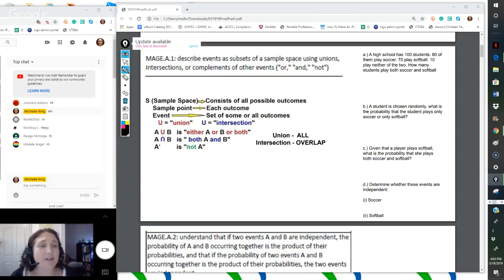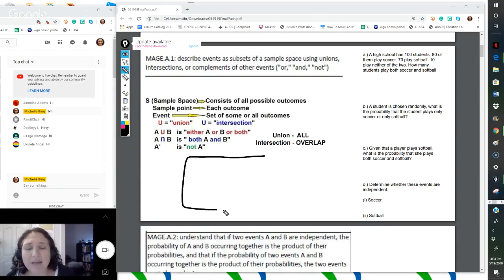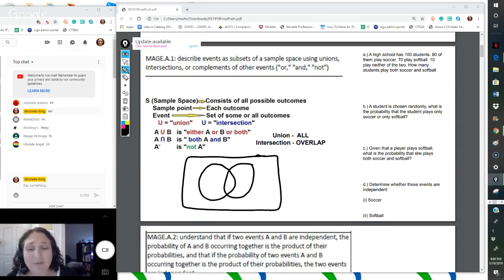We have a high school has 100 students, 80 play soccer, 70 play softball, 10 play neither. How many students play both soccer and softball? So this is my best guess of what a DOK2 is. Please use your paper. I think that's the only thing that'll mess you up is trying to do these questions in your head because of the 26 questions, 1 is a DOK1. All the other ones are DOK2s and 1 is a DOK3.